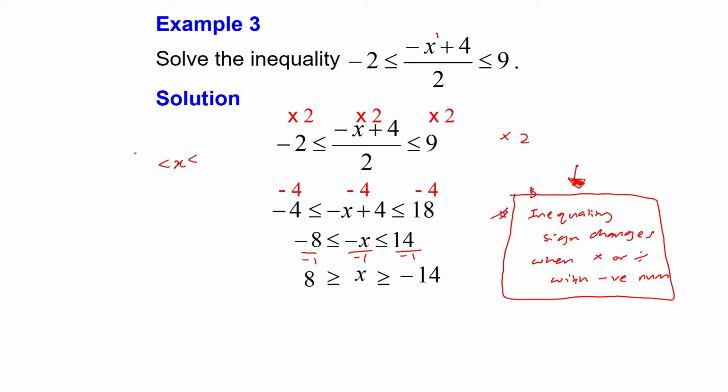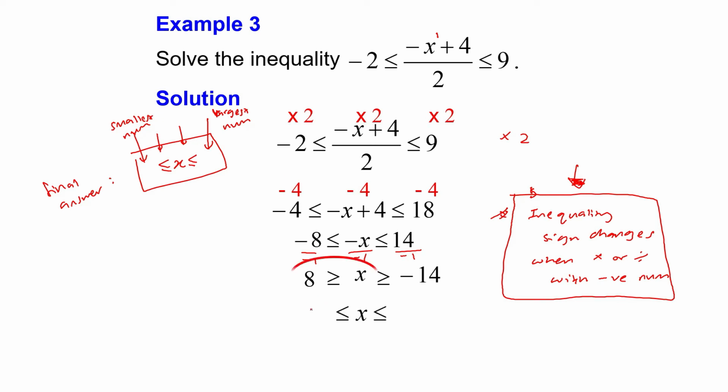Remember, the final answer must be written in this form, less than and less than, where the left answer must be the smallest number and the right number must be the largest number, and in the middle it can be less than or less than equal, whichever the question is. For this question, it's going to be negative 4 on the left and 8 on the right. Just follow the order. Don't forget to write your final answer in terms of solution set or interval form. So this is interval form. There's an equal sign there, that's why there's a square bracket.